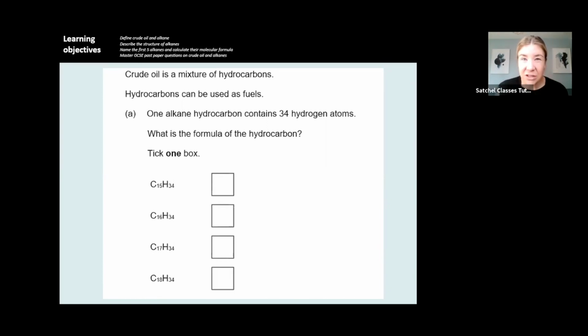So have a think back to the general formula. It's given you the number of hydrogen atoms, and you have to work out the number of carbon atoms from that general formula. Remember, CnH2n+2. So you've got to work backwards. Pause the video and have a go.